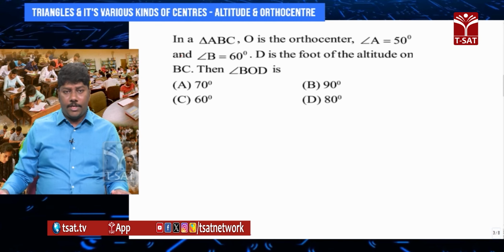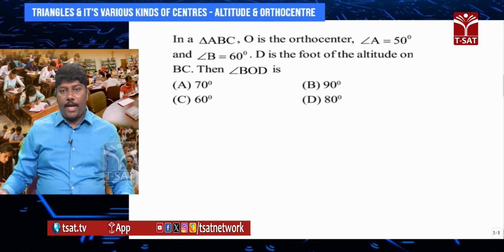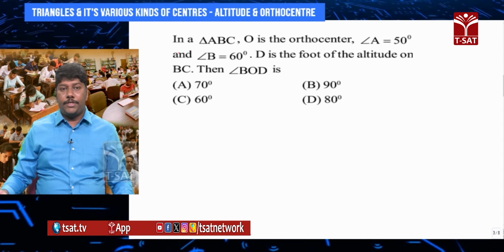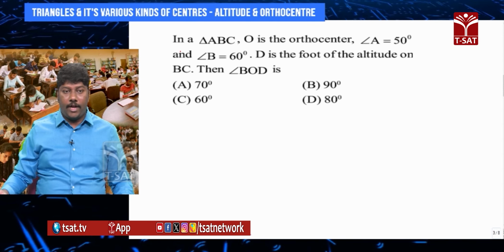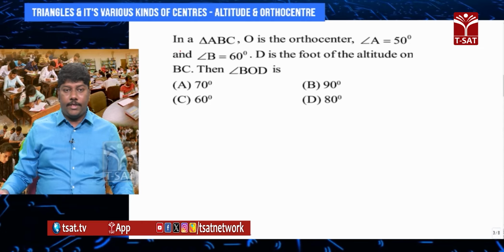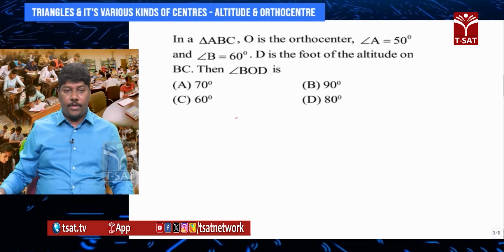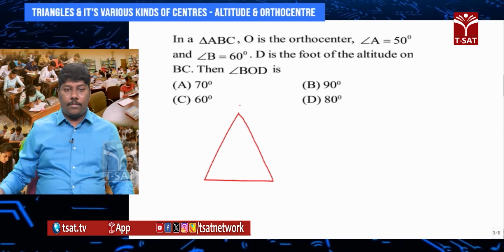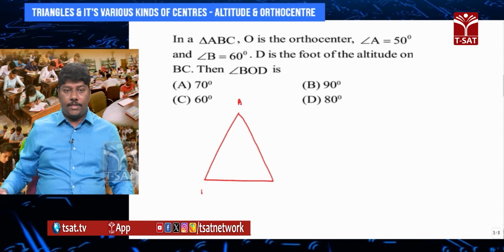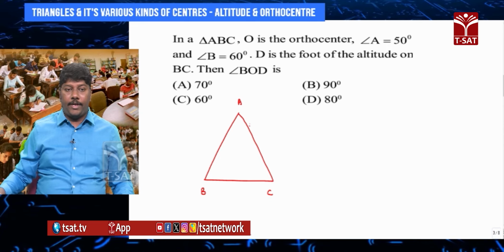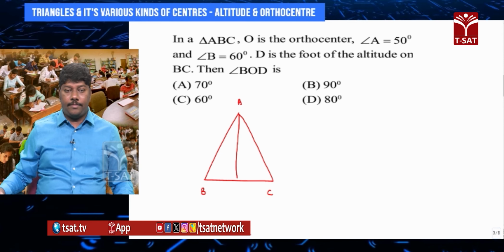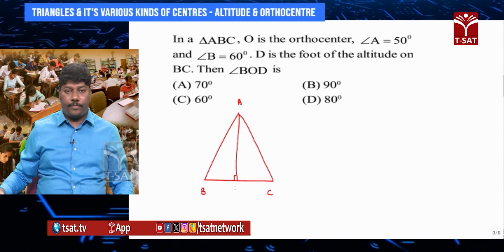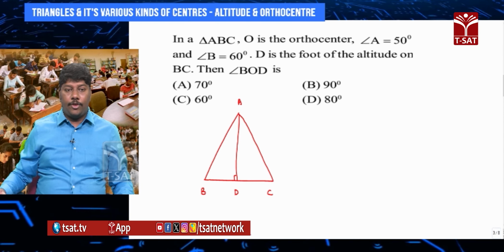In a triangle ABC, O is the orthocenter, angle A is equal to 50, angle B is equal to 60, D is the foot of the altitude on BC, then find angle BOD. See here, angle A, B, C, D is the foot of the perpendicular on BC. It's asking you BOD.